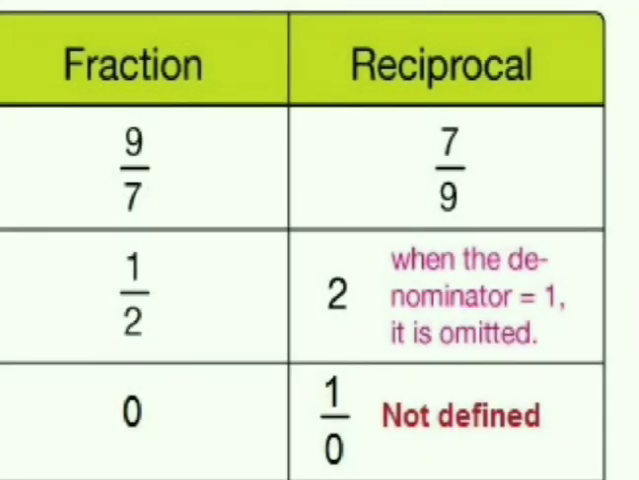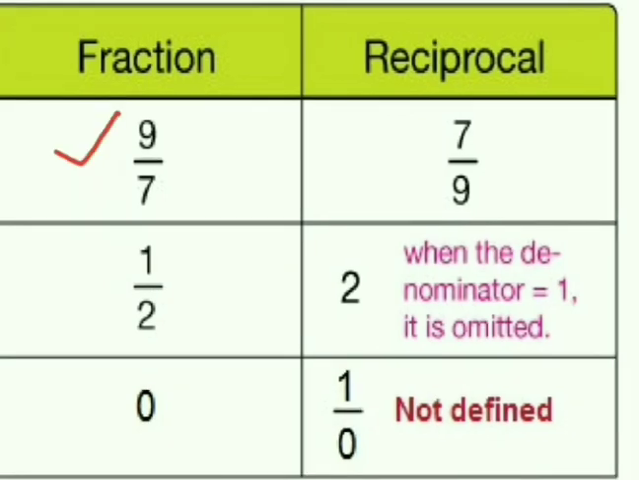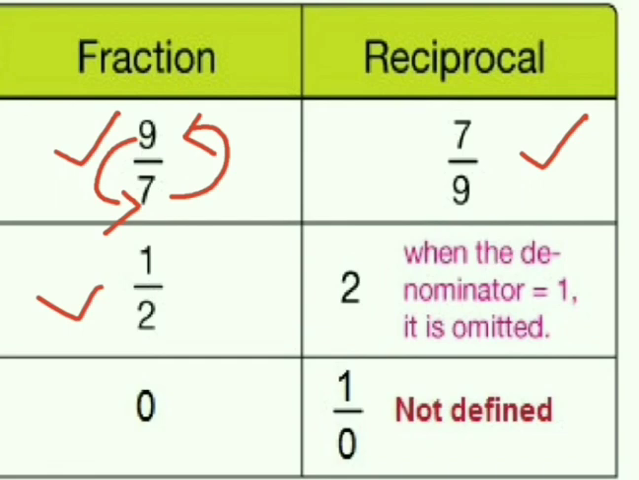Next topic is fraction and its reciprocal. The denominator is converted into numerator, and the numerator is converted into denominator. See here the reciprocal of 9 upon 7. Next, see the example of 1 upon 2. Flip the number. Then the reciprocal of 1 upon 2 is 2 upon 1, that is equal to 2.